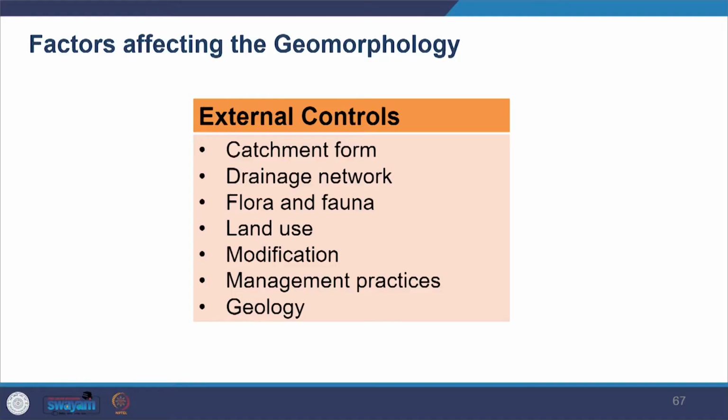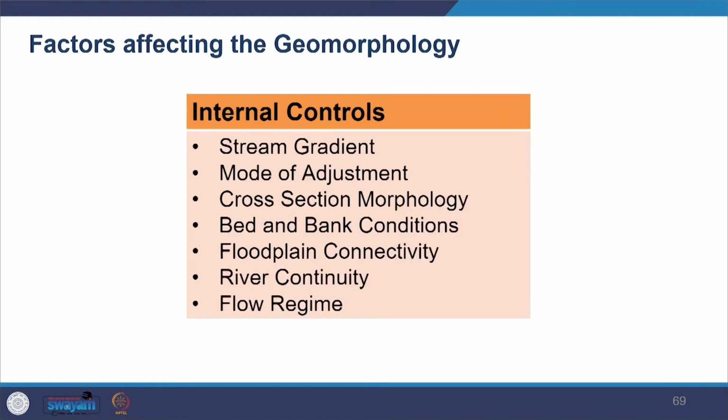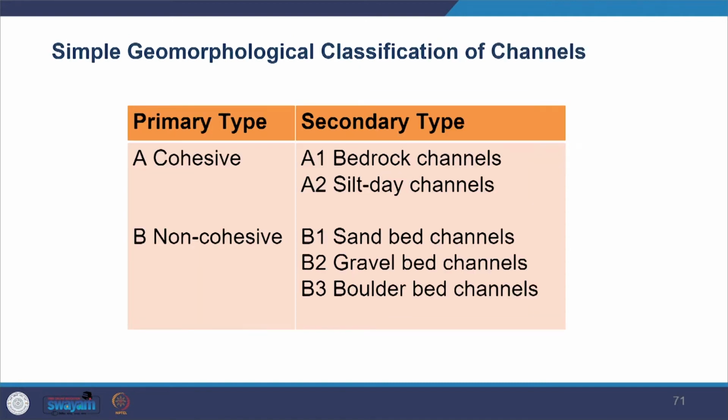You can see that the external controls are like catchment form, drainage network, flora and fauna, land use, modification, management practice, geology. Likewise, you can see internal controls like stream gradients, mode of adjustment, cross-sectional morphology, bed and banks condition. We can also learn about simple geomorphological classification of channels based on cohesiveness. There are other classifications too.